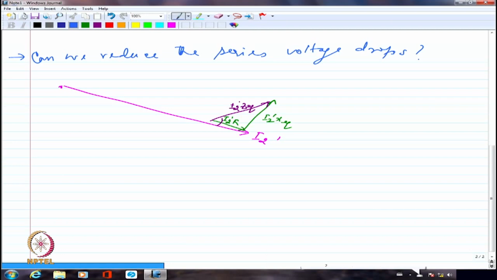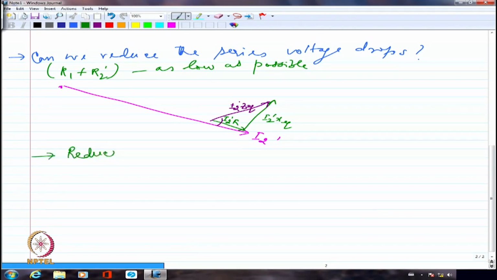Okay, so first of all, R1 and R2 dash should be as low as possible. This will be ensured by choosing a good quality copper wire, normally. The second thing we would like to do is very clearly to reduce the leakage. To reduce the leakage flux, what we normally do is put the primary and secondary as much as possible sandwiched in the same limb.